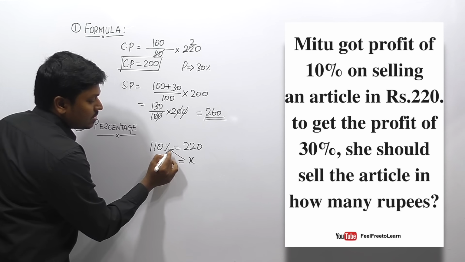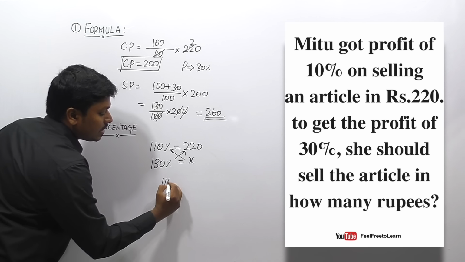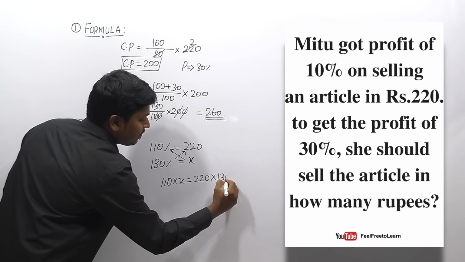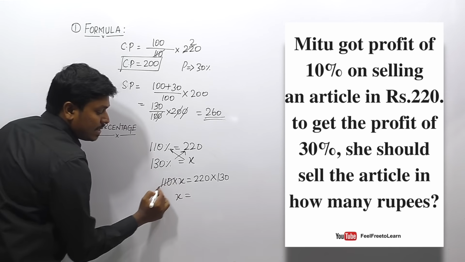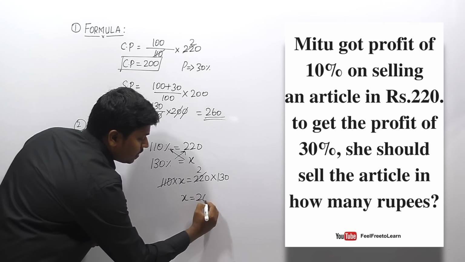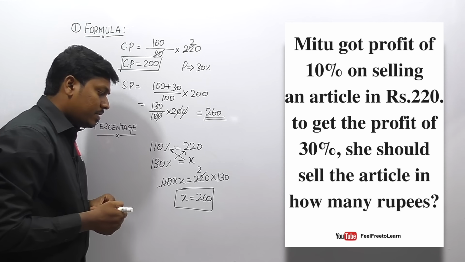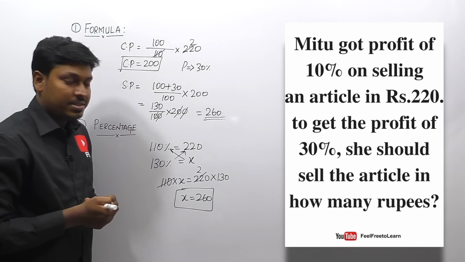Just you need to cross multiply this. So 110 into x is equal to 220 into 130. So x is equal to, we can cancel 100, x is equal to 130 into 2, which is 260. So finally we got that if he wants a 30% profit, then Mitu should sell the article for 260 rupees.